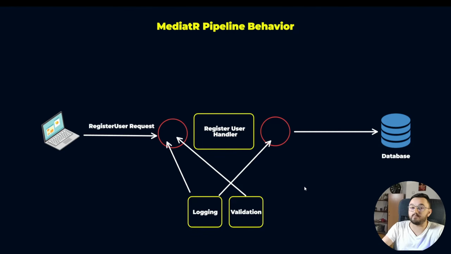So what is pipeline behavior? Mediator pipeline behavior is like a middleware for mediator requests. It allows you to intercept a request before and after it reaches a handler and enables you to apply cross-cutting concerns such as logging, validation, retry policies, caching, etc. without modifying the handler itself. This keeps your handlers clean and focused on the business logic, while behaviors ensure consistency across all the requests.